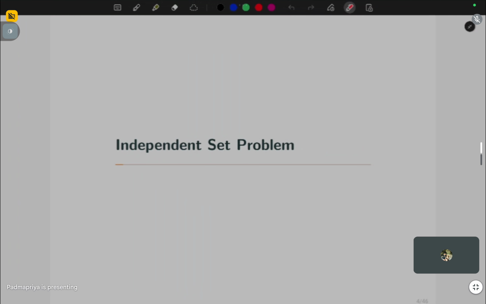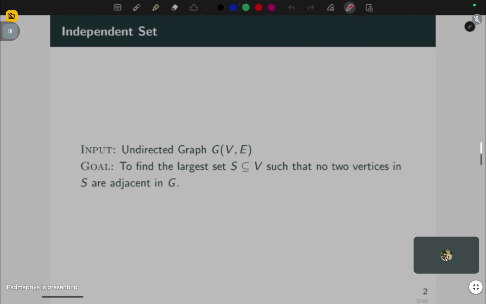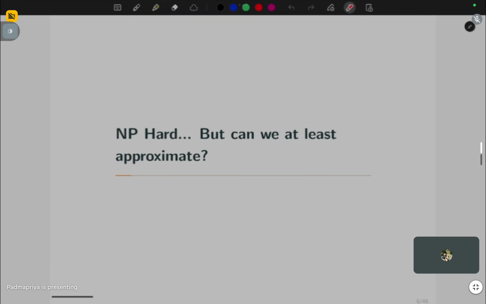The independent set problem and coloring go hand in hand. That's because if we have a coloring with C colors, each color class is nothing but an independent set. The independent set problem goes like this: you have an undirected graph and you have to find the maximum size subset of vertices that doesn't have any adjacent vertices. But both of these problems are NP hard. So what can we do?